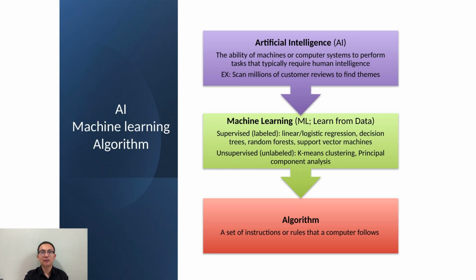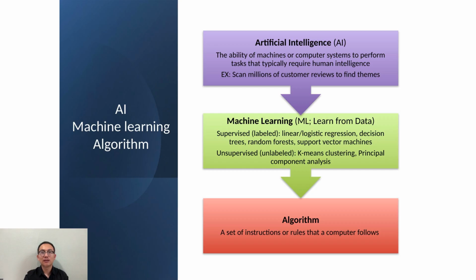Machine learning, ML, is a subset of AI. It refers to systems that can learn from data, which means they get better over time without needing to be explicitly programmed again and again. Instead of telling a computer exactly what to do, we give it data and the system figures out patterns or solutions by itself. There are two main types of machine learning.